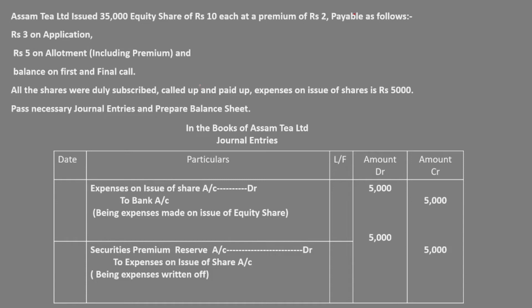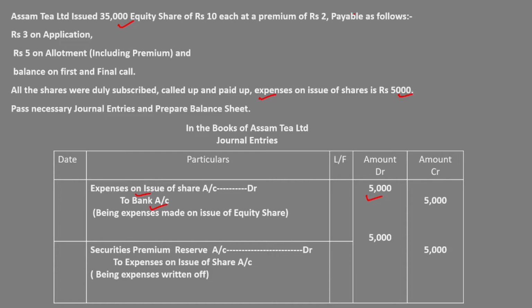Next, we have to pass journal entry for expenses. When 35,000 equity shares were issued to the public for subscription, there was an expense of rupees 5,000. For this, your journal will be expenses on issue of shares account debited to bank account. Amount is 5,000 as it is clearly mentioned in the question.